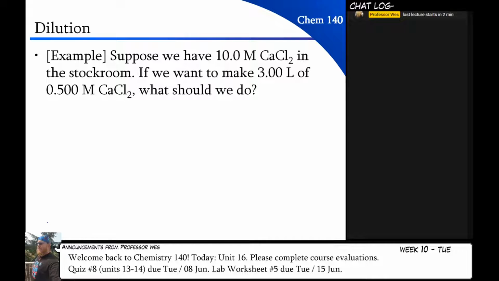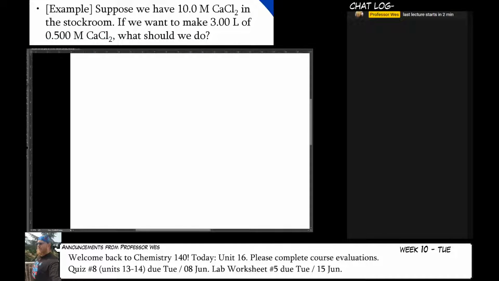So let's suppose in the stock room, I have 10 molar calcium chloride. But I don't want 10 molar. That's too concentrated for the activity that I have planned for the lab. I need 0.5 molar calcium chloride, and I'm going to need about 3 liters of it. What should I do, and how much of the 10 molar stuff do I need to dilute in order to prepare the solution?